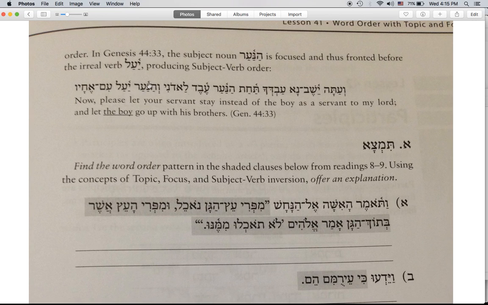So we see the boy being fronted to the front of this clause when it normally would follow this irreal imperfect, because we, by context, know that should be let the boy. So hanar has been fronted in front of the irreal imperfect.